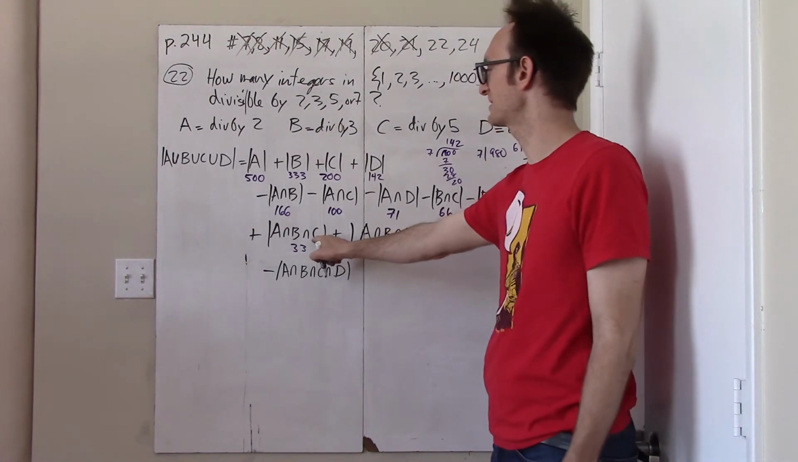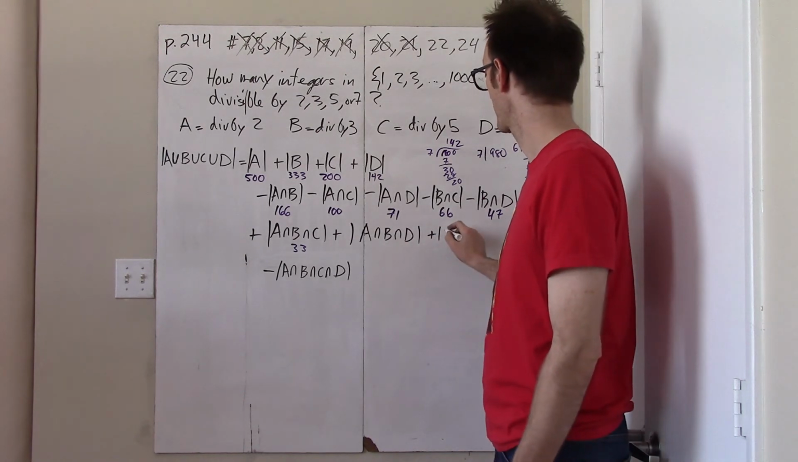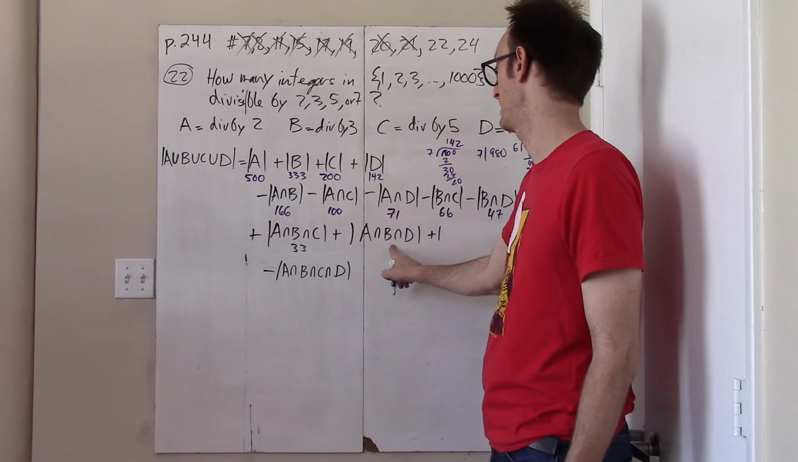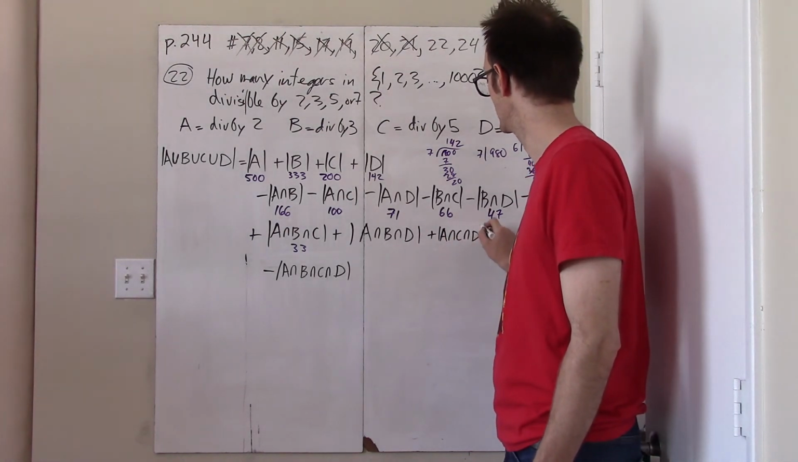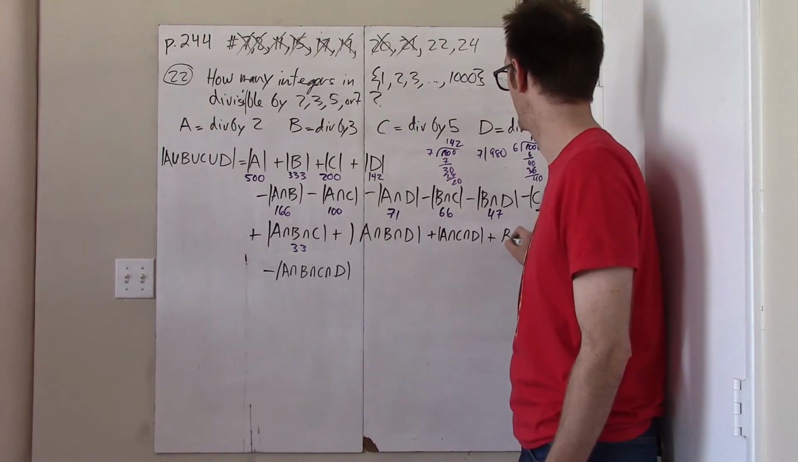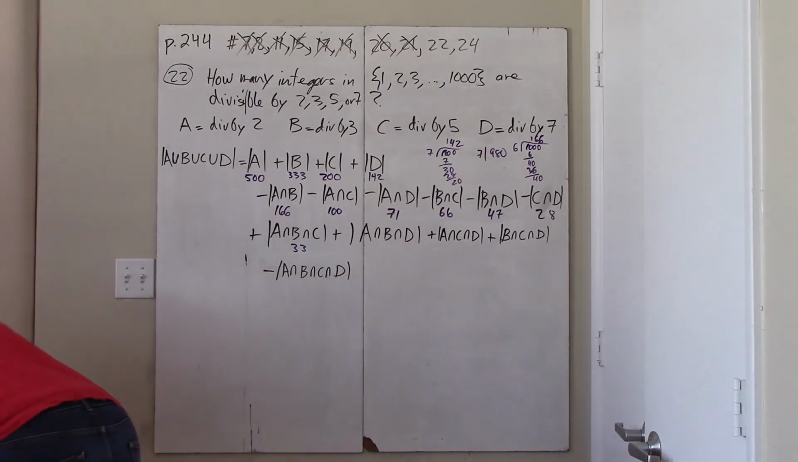This is the set that doesn't have D. This is the one without C. Then there's the one without B, of course: A intersect C intersect D. And then there's the one without A, which is B intersect C intersect D. Okay, I'm sorry for those of you who are screaming in pain at this error. I did catch it though.